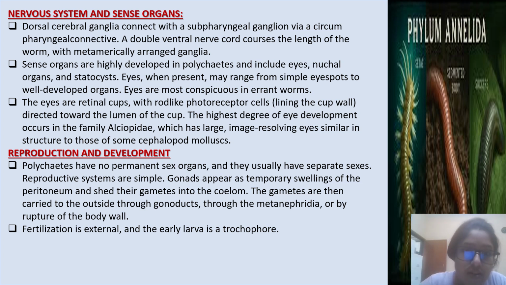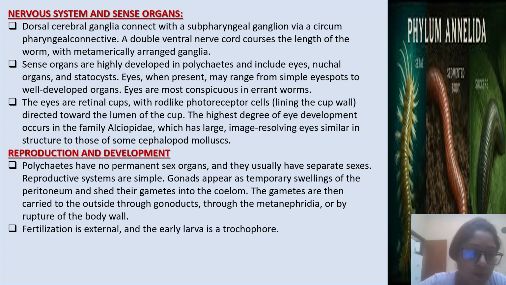Eyes are most conspicuous in errant worms. Eyes are retinal cups with rod-like photoreceptor cells lining the cup wall, directed toward the lumen of the cup. The highest degree of eye development occurs in the family Alciopidae, which has large image-resolving eyes similar in structure to those of some cephalopod mollusks.